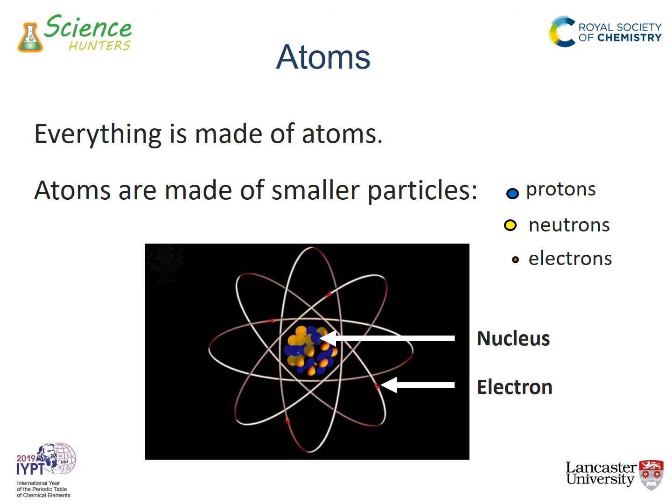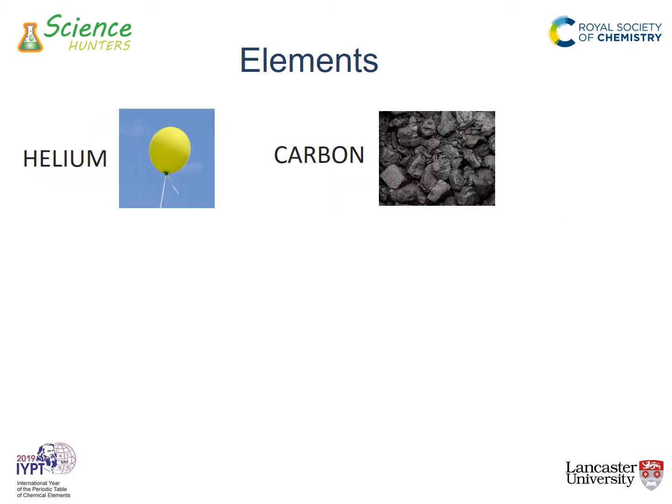The number of protons, neutrons and electrons that an atom has and how they are organised is what determines the type of atom it is. The element helium, which we use to fill up floating balloons, is made up of helium atoms. The element carbon, which we find in coal, is made up of carbon atoms. What makes the helium atoms different from the carbon atoms is the number of protons, neutrons and electrons.